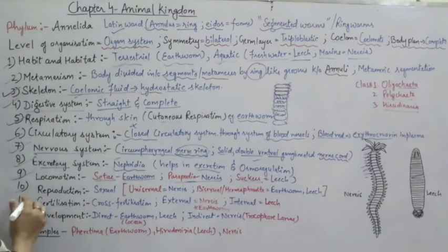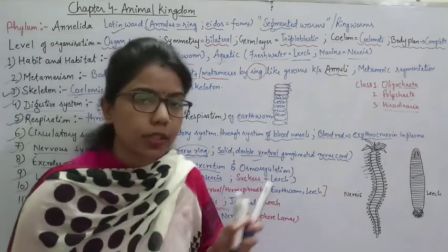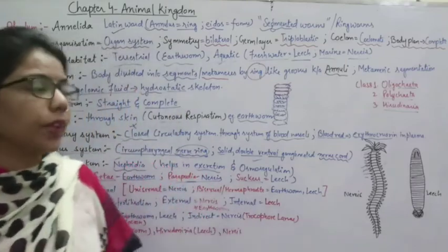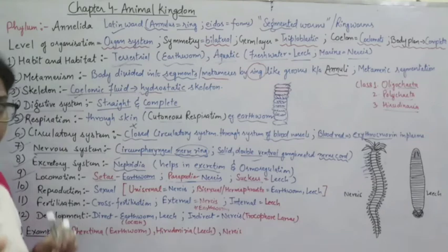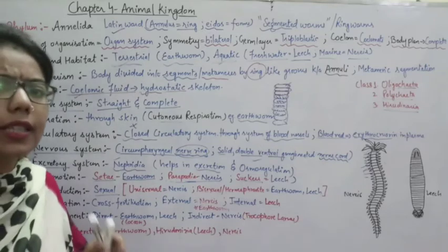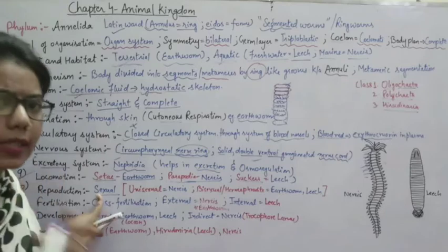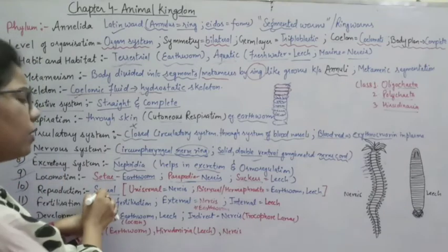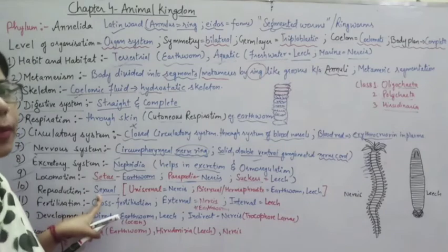Now another thing, if we talk about the reproduction in case of earthworm, in case of Nereis, in case of leech, it is somehow different. How? Because if we talk about the general feature of Annelida, mostly there will be sexual reproduction. It means that there is a need of 2 sexes. Now it depends on whether the 2 sexes are present on the same body or on different bodies.